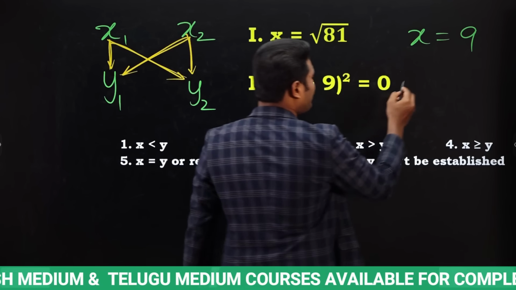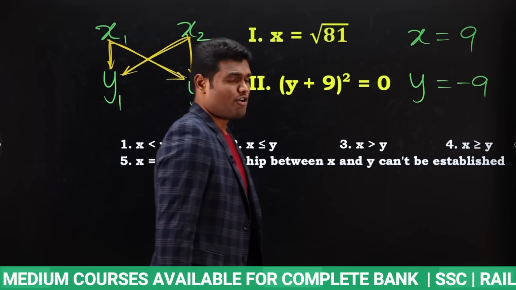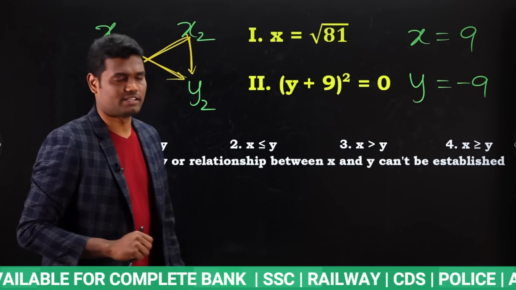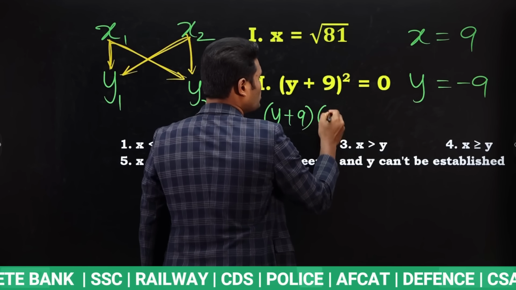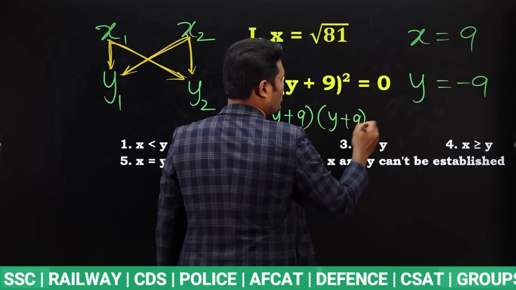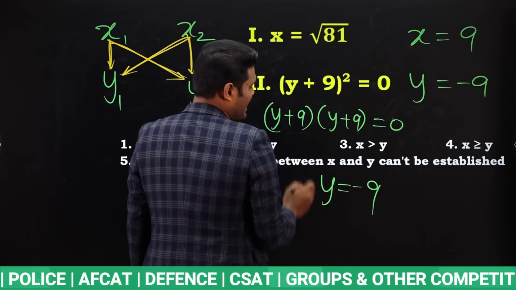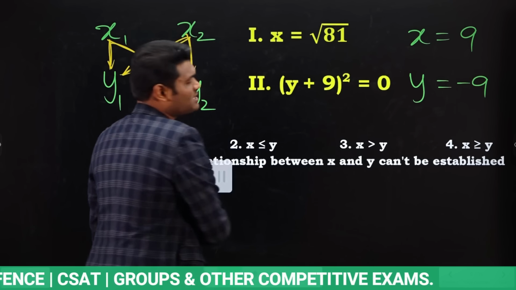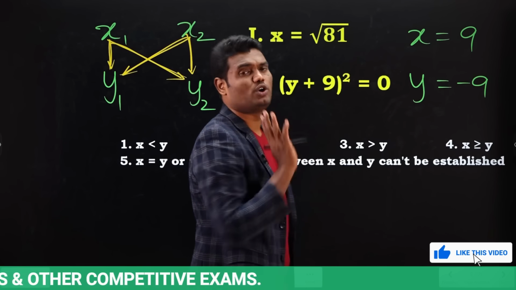Okay. Now here we can say y value is going to be minus 9. Is that clear? Y plus 9 whole square equal to 0 means directly you can say y value minus 9. If you want, you can simplify this. This is nothing but y plus 9 into y plus 9 equal to 0. Now from this we can say y is equal to minus 9. Again, why write this step and waste your time? That is the reason you need not write this step. Directly you can say y plus 9 whole square equal to 0 means y equal to minus 9.